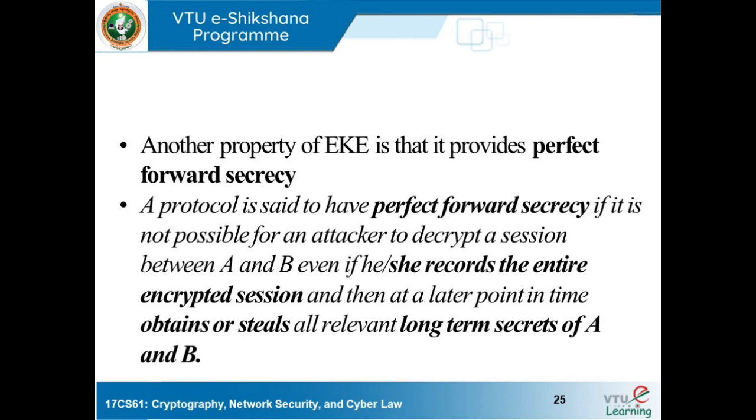Another property of this protocol is that it provides perfect forward secrecy. Now what is this perfect forward secrecy? A protocol is said to have perfect forward secrecy if it is not possible for an attacker to decrypt a session between A and B, even if she records the entire encrypted session and then later at some point of time obtains or steals all the relevant long-term secrets of A and B.